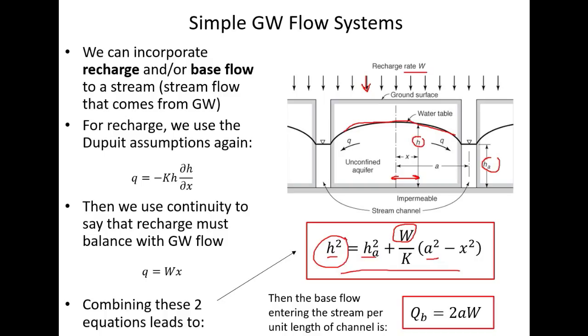Then the base flow entering the stream channel from the aquifer is QB. So this could be the groundwater feeding the stream. When it's not raining, the stream is still often being fed by groundwater, and that keeps it going. So that would be given by this 2 times a times the recharge rate.